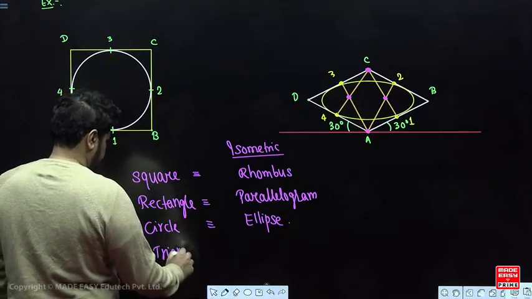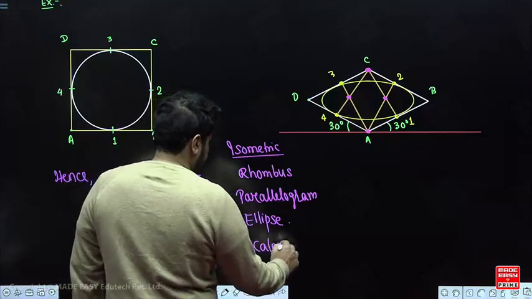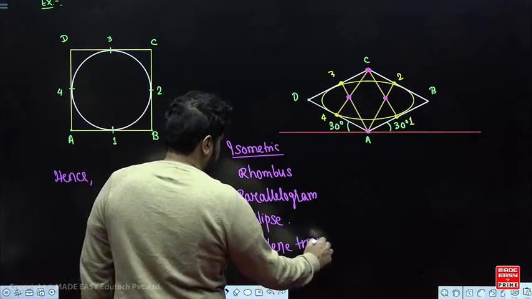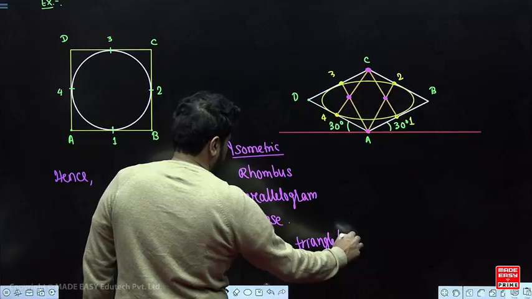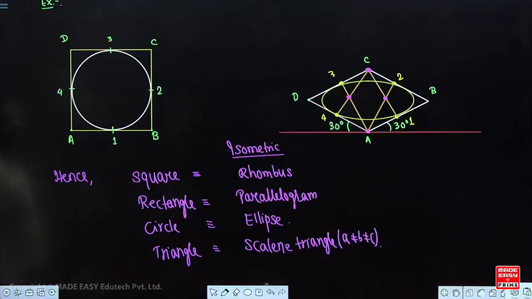A triangle will look like a scalene triangle. What is the meaning of scalene triangle? A scalene triangle is a triangle in which A is not equal to B, not equal to C. Neither of the sides will be equal. Correct? So this is the second method.